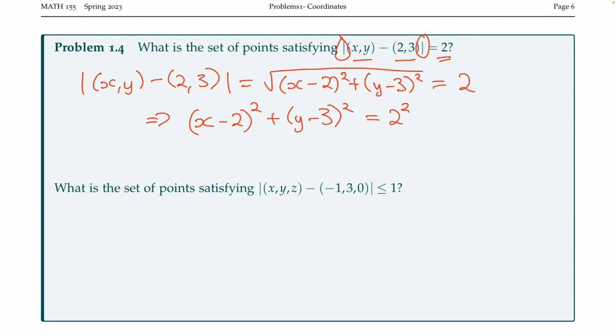Does anyone know what this is the equation of? This is saying that we're going to take all points in R2 that satisfy this equation, where if we take the difference between the x coordinate and 2 and square it, add it to the difference between the y coordinate and 3 and square it, it is going to equal some constant. It turns out that's the equation of a circle.